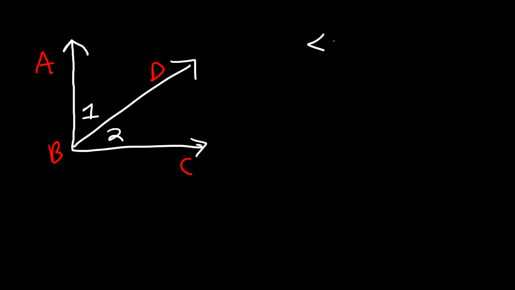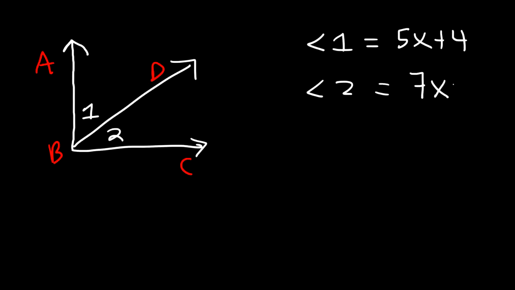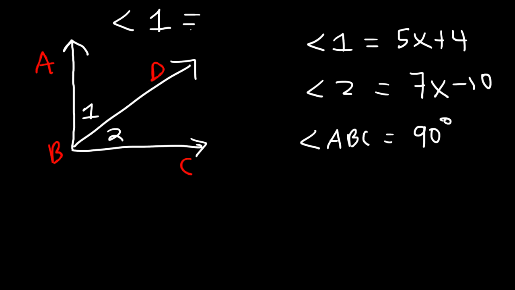Now let's say that angle 1 has a measure of 5x plus 4, and angle 2 is equal to 7x minus 10. And keep in mind, angle ABC is a right angle, which means that it's equal to 90 degrees. Find the measure of angle 1. So feel free to pause the video.